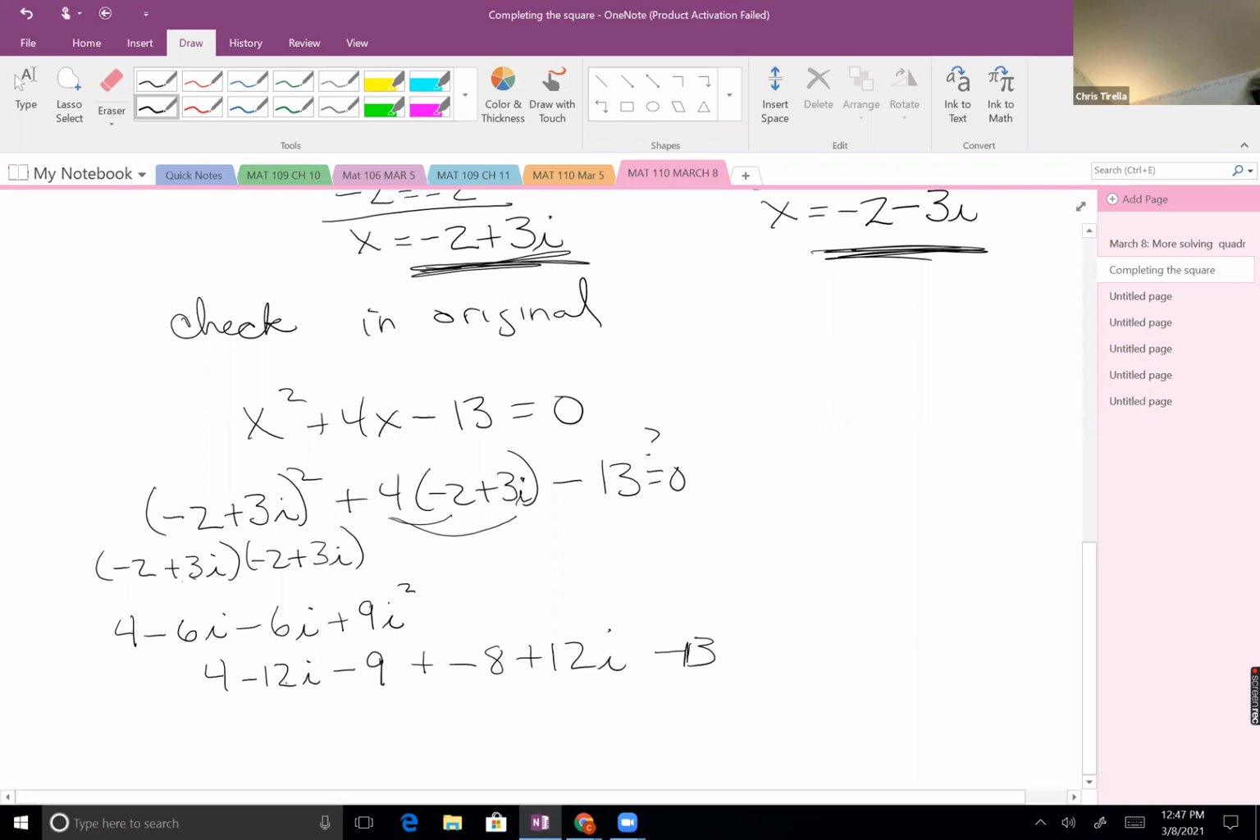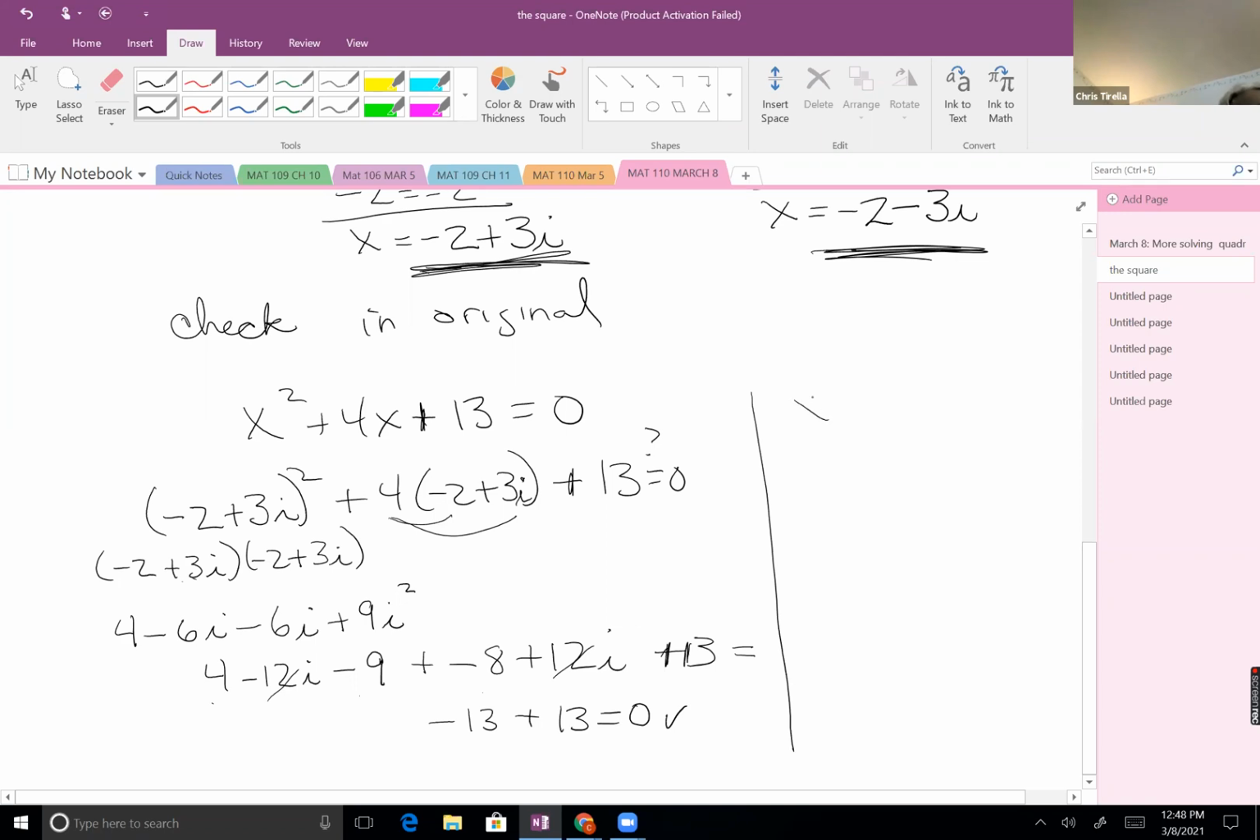And so the 12i's cancel. And I am off by a sign here. That was plus 13 in the original. I apologize. And so 4 minus 9 is negative 5, minus 8 is negative 13, plus 13 equals 0, and it checks.